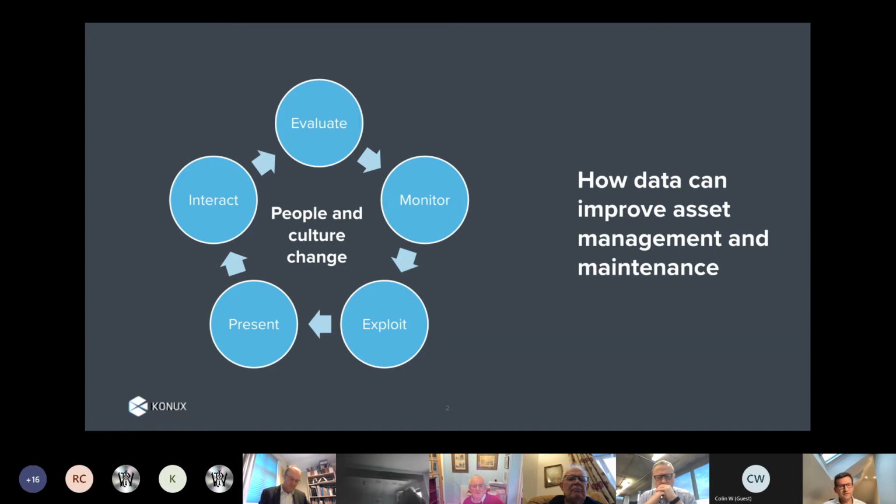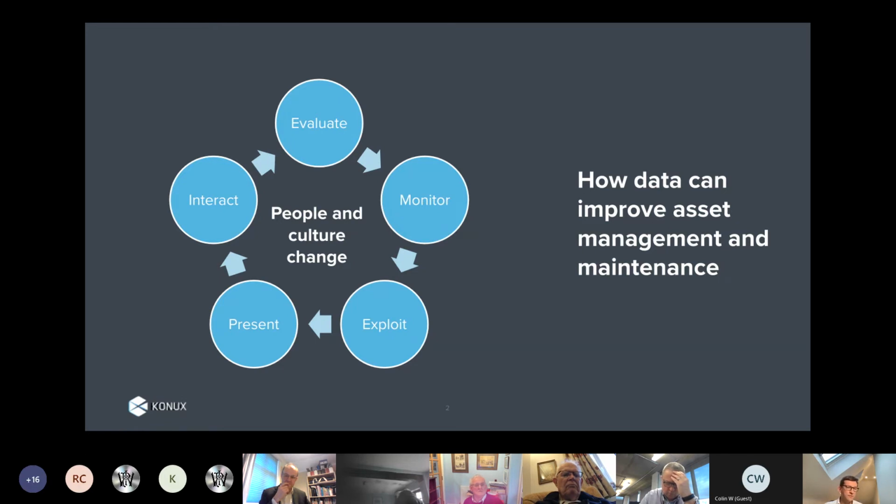Once you've got the data, you can then exploit it. So for predictive maintenance, you bring in algorithms to look for degradation trends, and diagnosing failure modes from the data is all becoming much more possible as computing power progresses, as understanding of algorithms progresses, and as artificial intelligence really comes to the fore, which is something I'll talk about later.